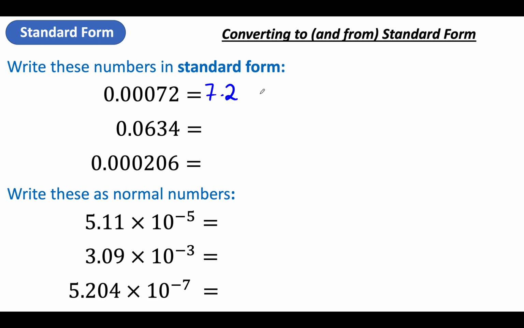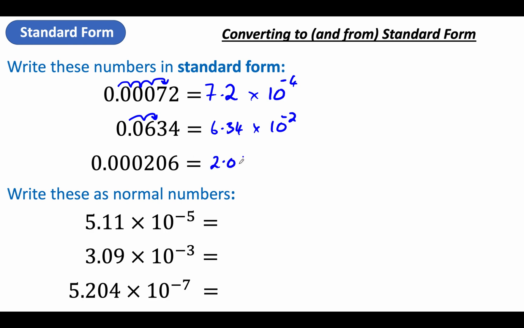Well, that would clearly be 7.2 times by 10 to the power of, and it needs to go 1, 2, 3, 4 places. So my number is really 4 places smaller than 7.2. This one, the decimal part is 6.34 times by 10 to the power of, how many places does it need to shift? 1, 2 places it needs to shift. So my number is really 2 places smaller than 6.34.